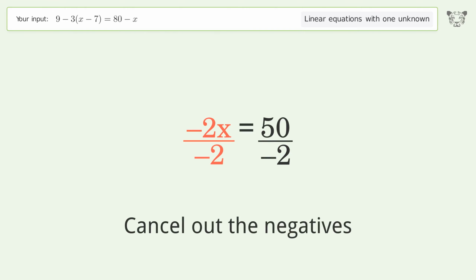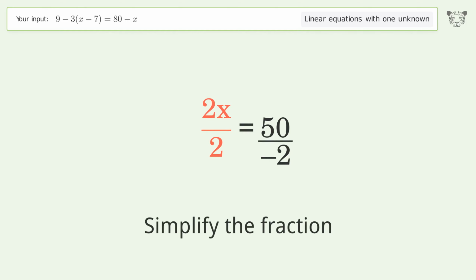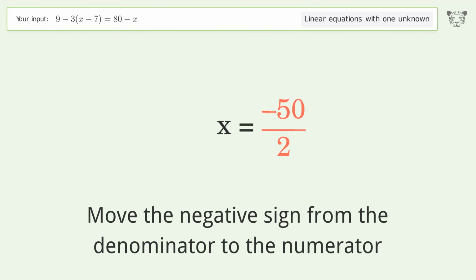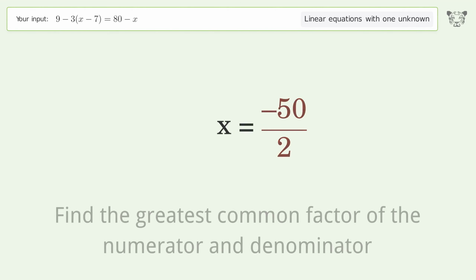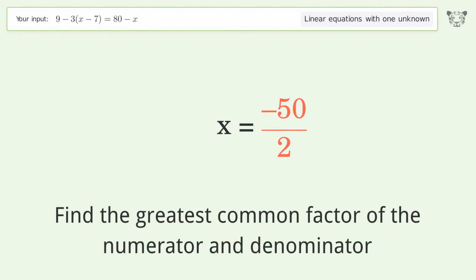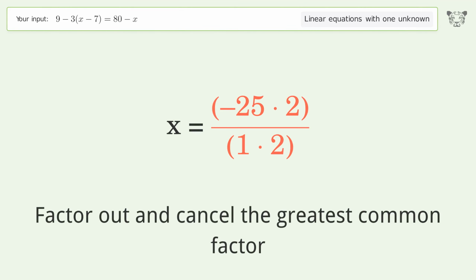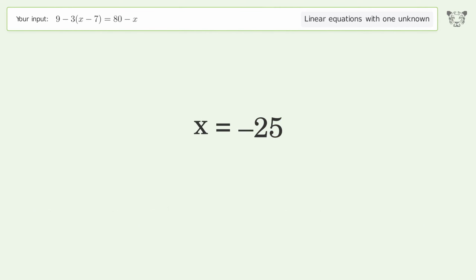Cancel out the negatives. Simplify the fraction. Move the negative sign from the denominator to the numerator. Find the greatest common factor of the numerator and denominator. Factor out and cancel the greatest common factor. And so the final result is x equals -25.